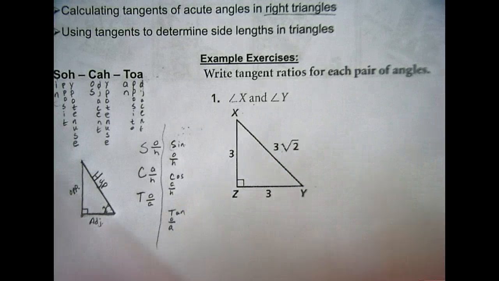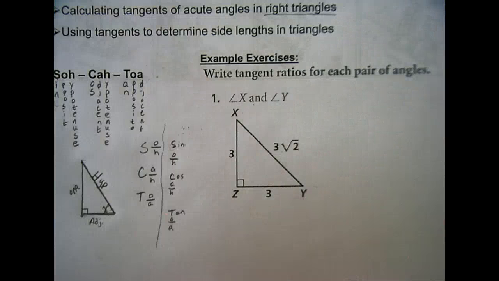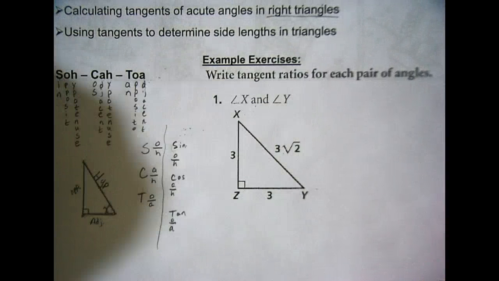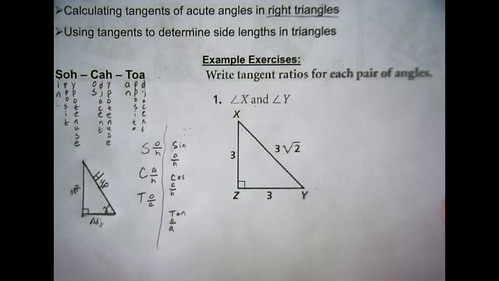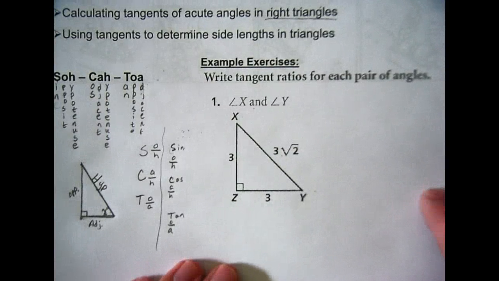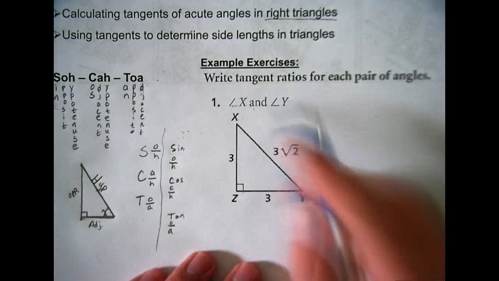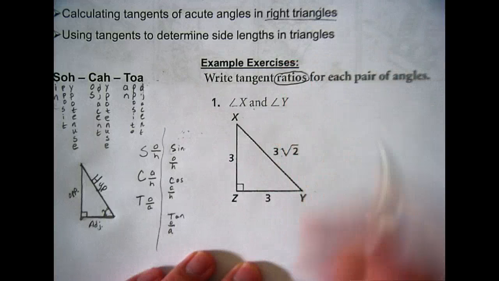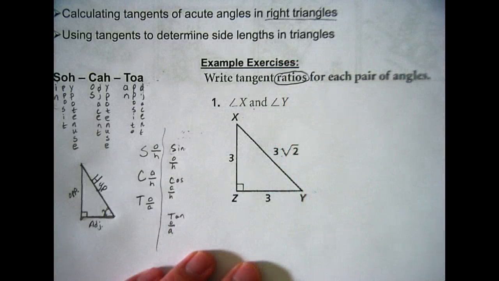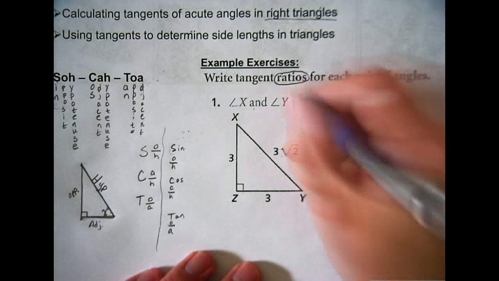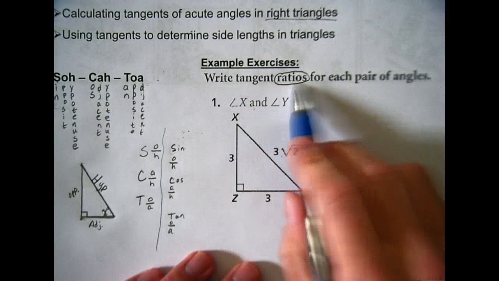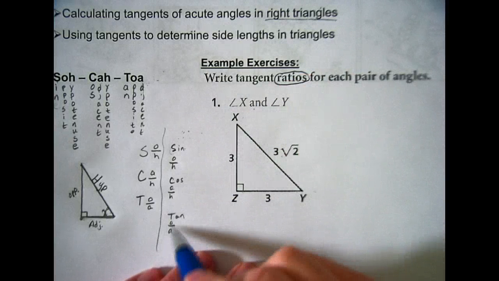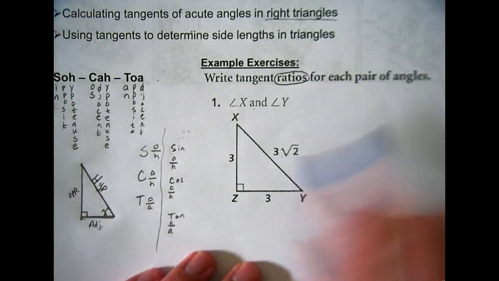Tangent actually means something else, and you'll deal with tangents when we get to chapter 12, and that'll make a little more sense to you on what an actual tangent is. But for now, we're going to try to figure out the ratio. What does the word ratio mean? Proportion. It goes with proportion. It is a comparison, which we usually write in fraction form. So a ratio is just a fraction. Write the tangent fraction, opposite over adjacent, for each pair of angles, x and y.